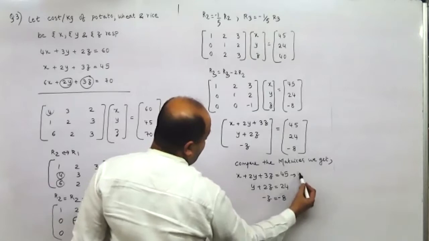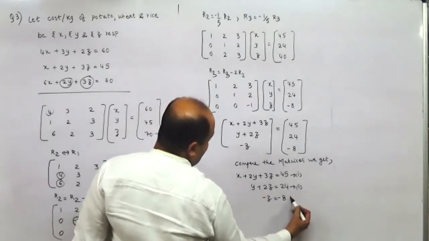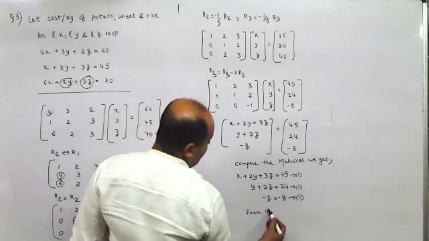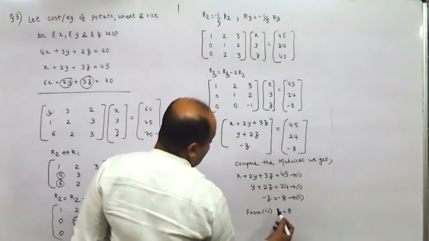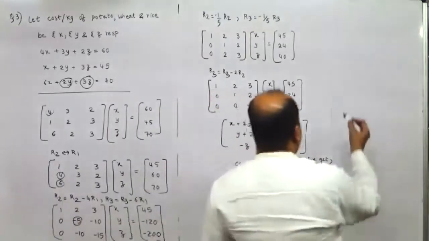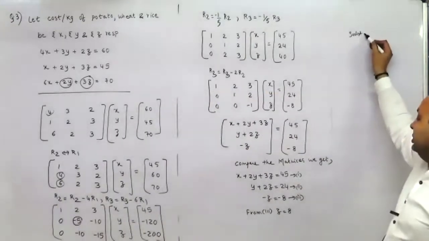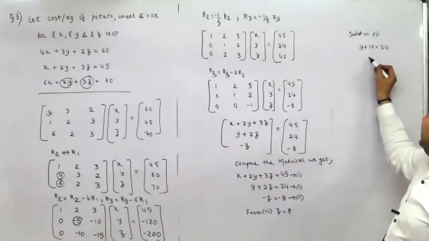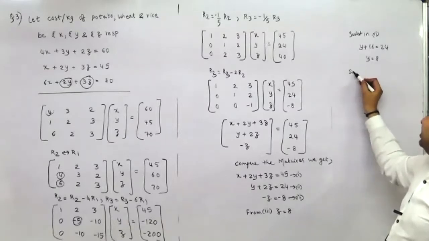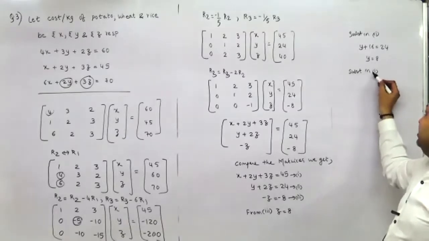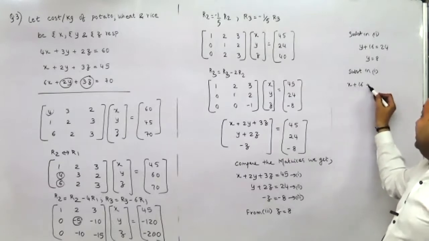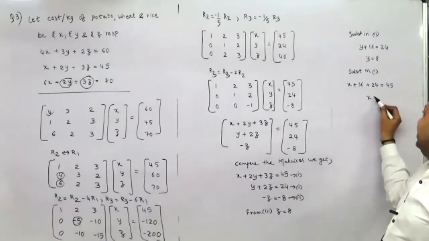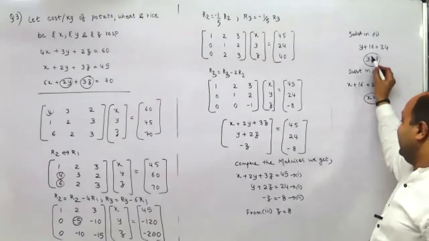So from the third one you get z equal to 8. Substitute in the second, you get y plus 16 equal to 24, y equal to 8. Substitute in the first, you get x plus 16 plus 3 times 8 is equal to 45, x equal to 5. So x is 5, y is 8 and z is 8.